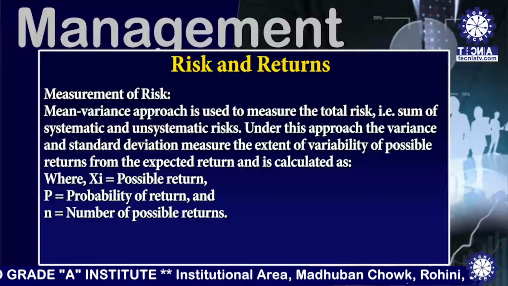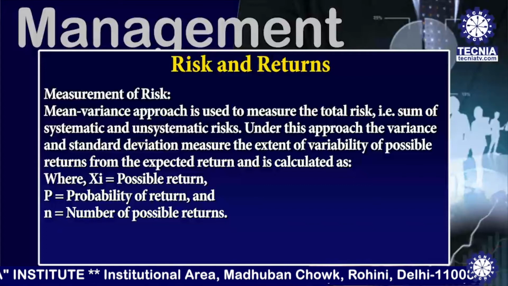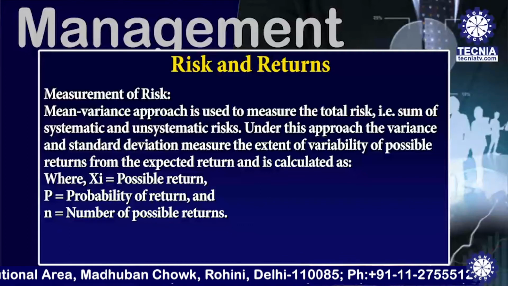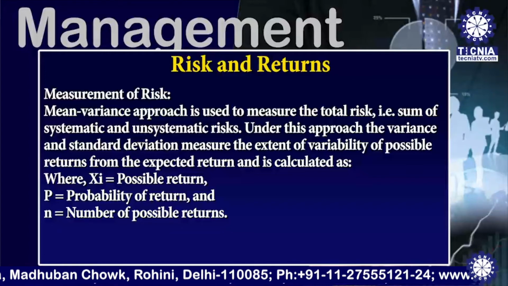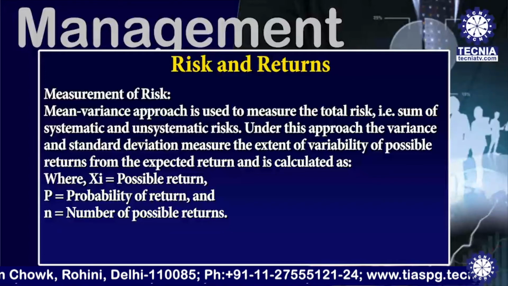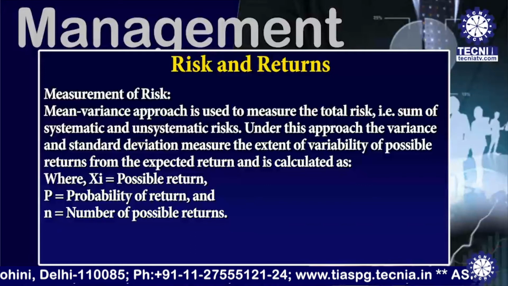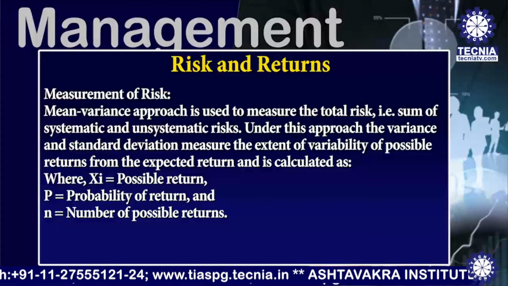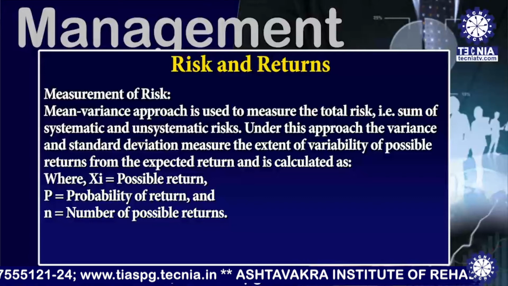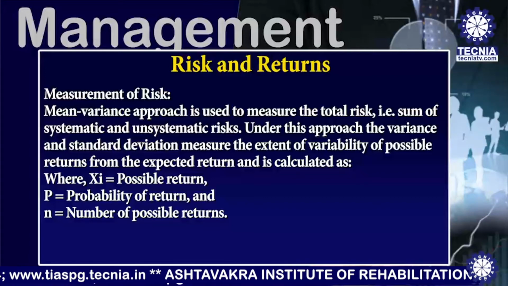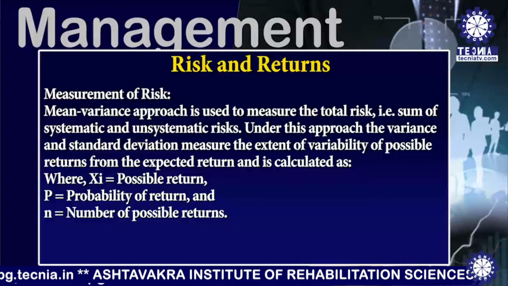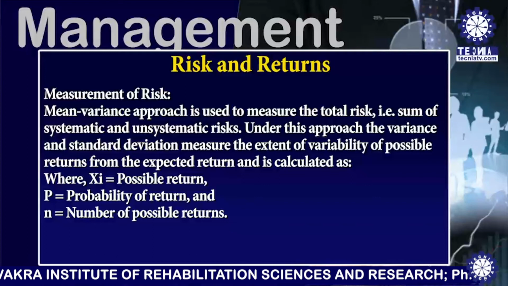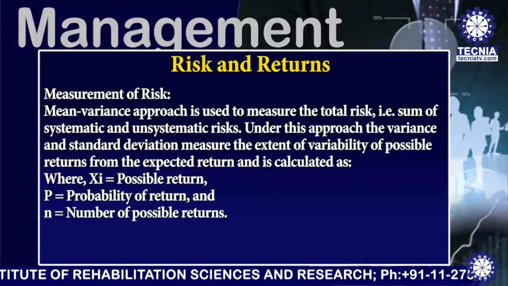This approach is used to measure the total risk, that is the sum of systematic and unsystematic risks. Under this approach, the variance and standard deviation measure the extent of variability of possible returns from the expected return. This can be calculated by this formula, where x sub i is possible return, p is probability of return, and n is number of possible returns.